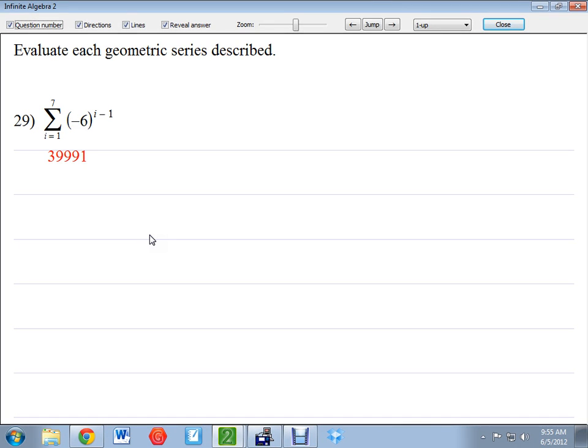For 29 and 30, these are geometric series questions that are in sigma notation. And so we're going to use S sub n is equal to a1 times (1 minus r to the nth power) all over 1 minus r. And what we just need to do is figure out what each of these things are.